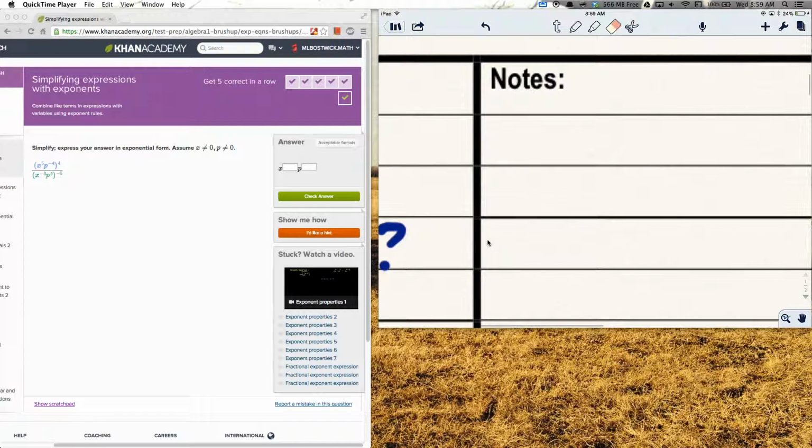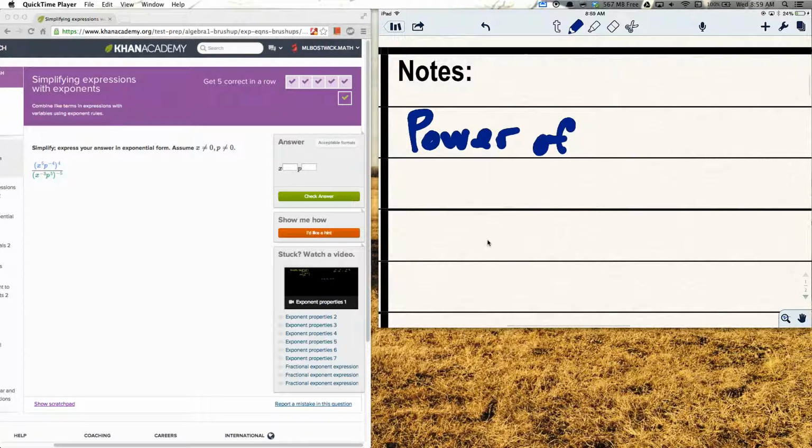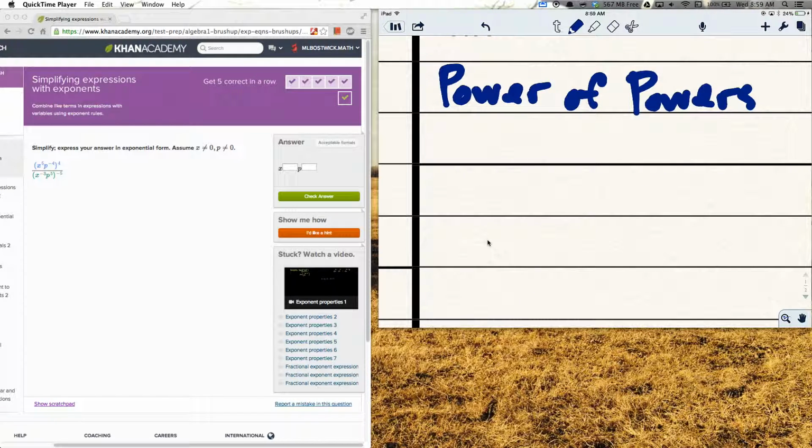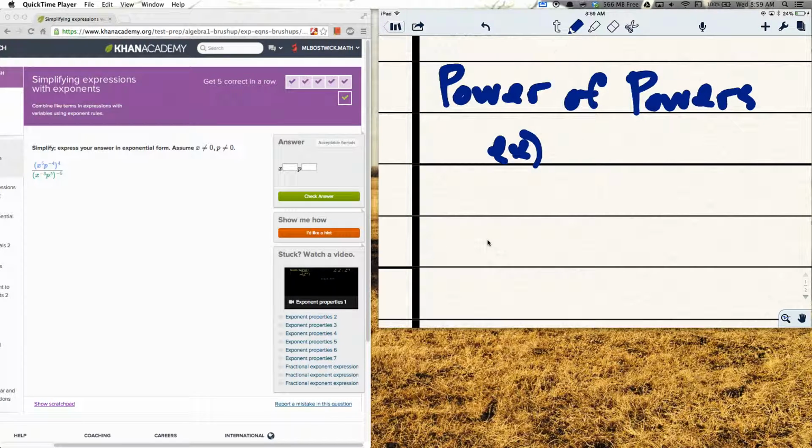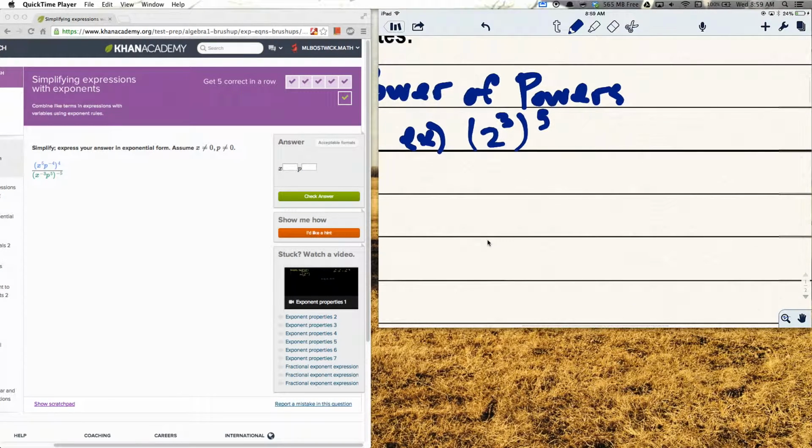Rule number one is going to be power of powers. And I'm just going to give you examples here. So power of powers means that if you have an exponential expression like 2 to the third raised to the fifth power, you simplify parentheses by multiplying. I'm going to make a star here.